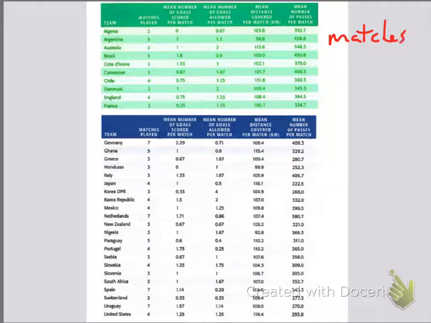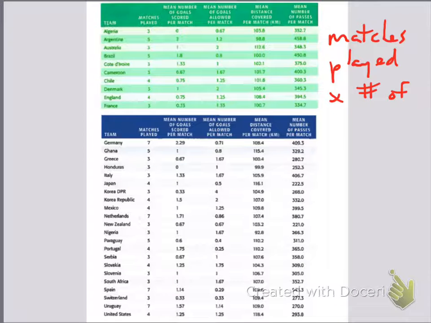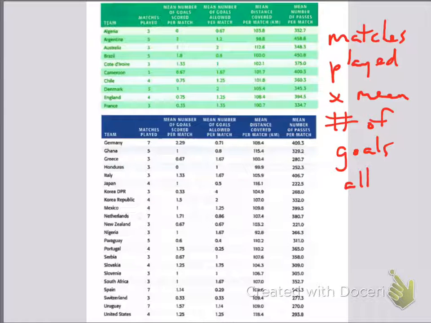Okay? So we're going to do matches played times, I should probably erase this, times the mean number of goals allowed. Okay, so for example, we're going to use this column and we're going to use this column. Oops. This column right here.